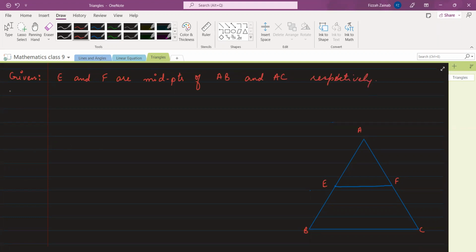This thing is given. And then you have to prove that this EF will be parallel to BC, right? And EF is going to be half of BC, the third side of the triangle. Understand?